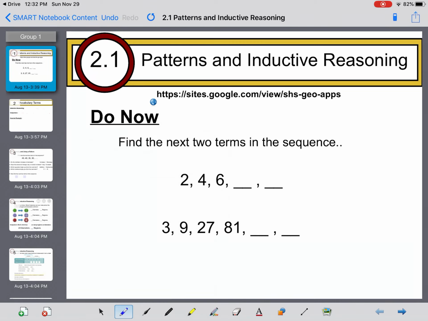All right, everyone, this is the start of Chapter 2, Section 2.1, Patterns and Inductive Reasoning. Feel free to pause, try the do now on your own, and resume the video when you're ready.